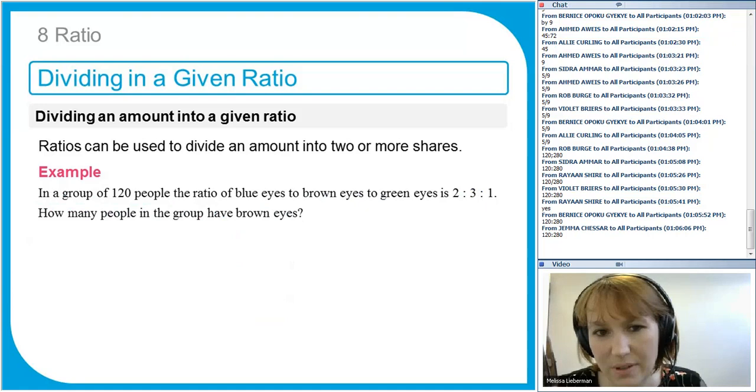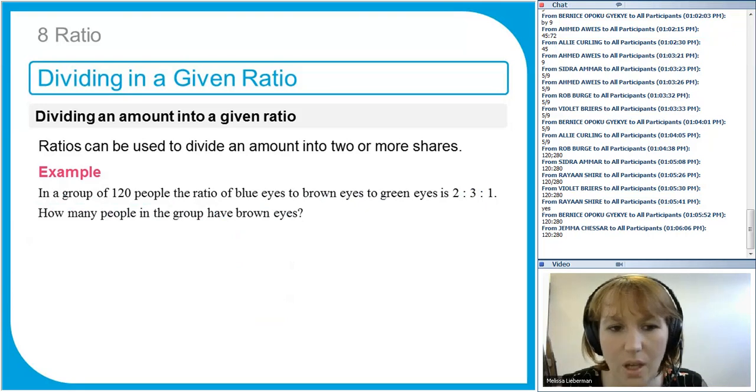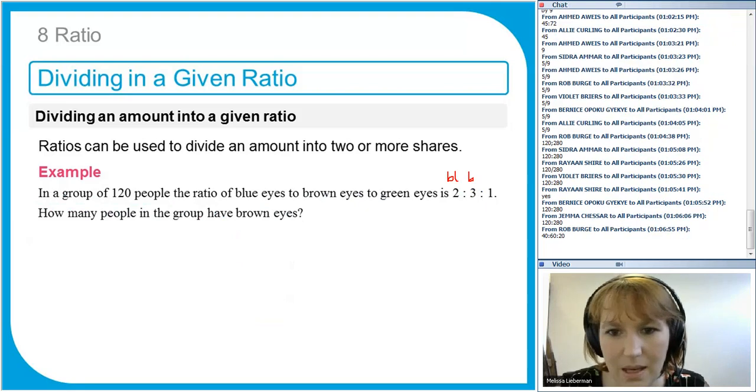So let's have a think about how this works when we've got three different numbers in the ratio. In a group of 120 people, the ratio of blue eyes to brown eyes to green eyes is 2 to 3 to 1. So this number 2 is, I'll call it BL, for blue. So blue eyes is 2, brown eyes is 3, and green eyes is 1. And I'm told that there are 120 people.